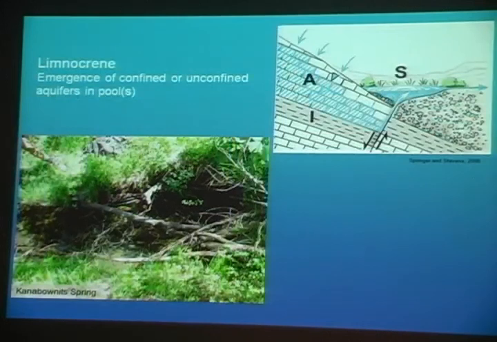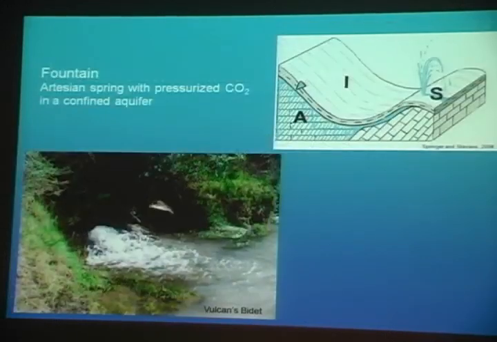Limnocrene springs emerge from a confined or an unconfined aquifer in a pool or a series of pools. And fountain springs, which are artesian springs with pressurized carbon dioxide that are being expelled from a confined aquifer system. This one is cutely named Vulcan's Bidet and located along the Colorado River a few miles downstream from Lava Falls Rapid.